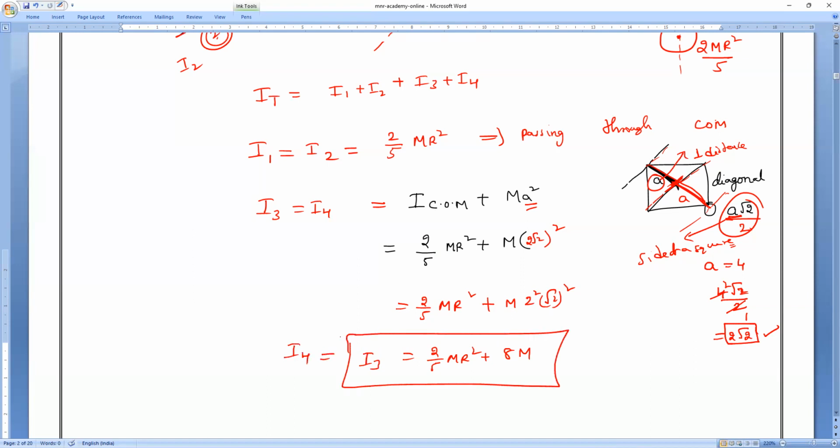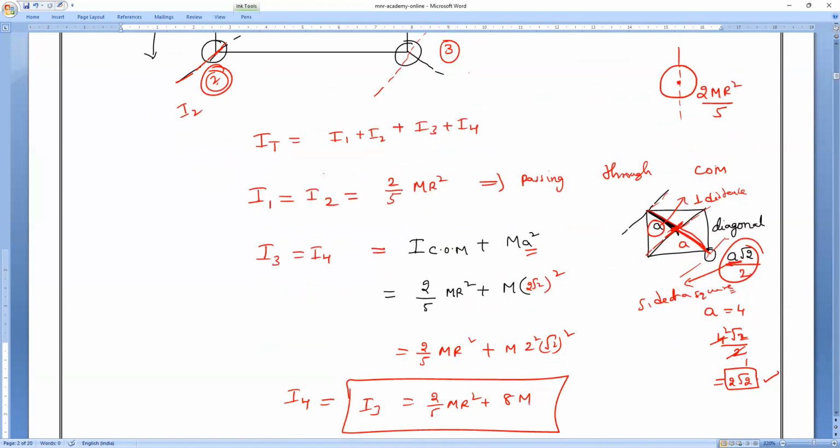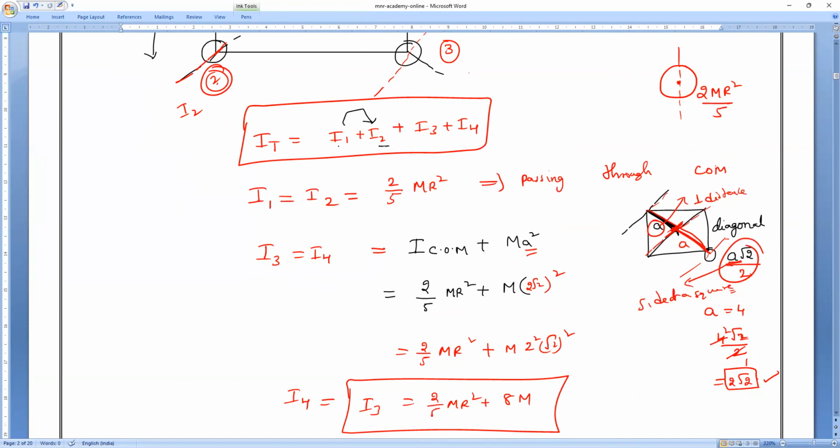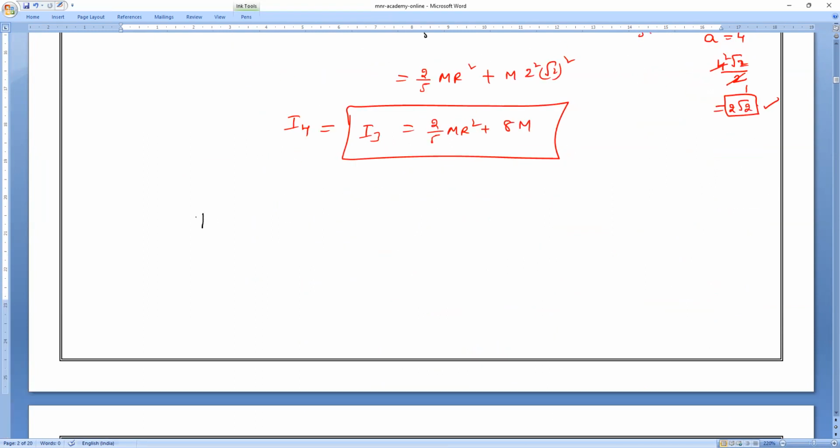Now we want the total moment of inertia. What is the total? The sum of all the individual moments of inertia. I said just now I1 is equal to I2, so can I replace I1 with I2, or I2 with I1? Respond, guys, these are the ones passing through the center of mass. Next, I3 is equal to I4, so I can replace I3 with I4 or I4 with I3. So the total moment of inertia, can I write it as 2 times I1, because I1 is equal to I2, plus 2 times I3? Is it okay?